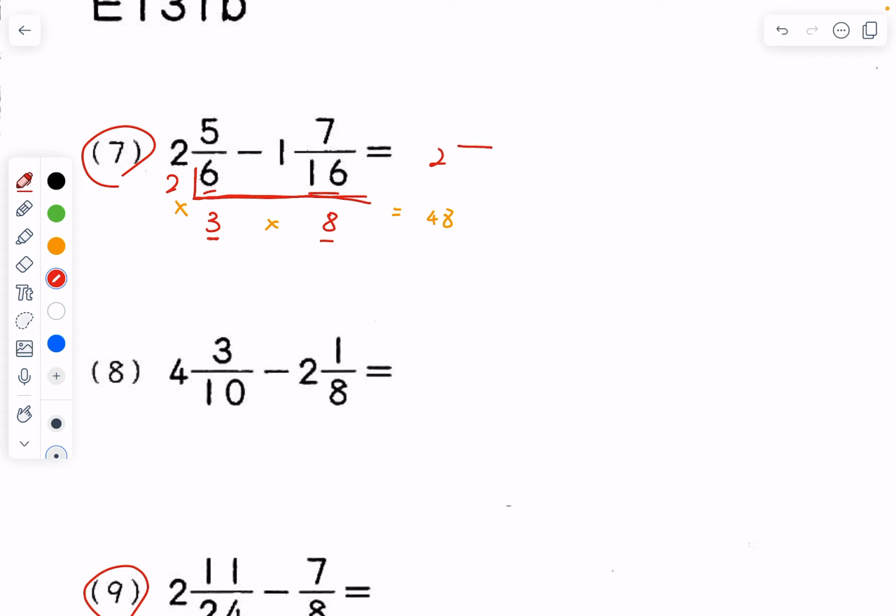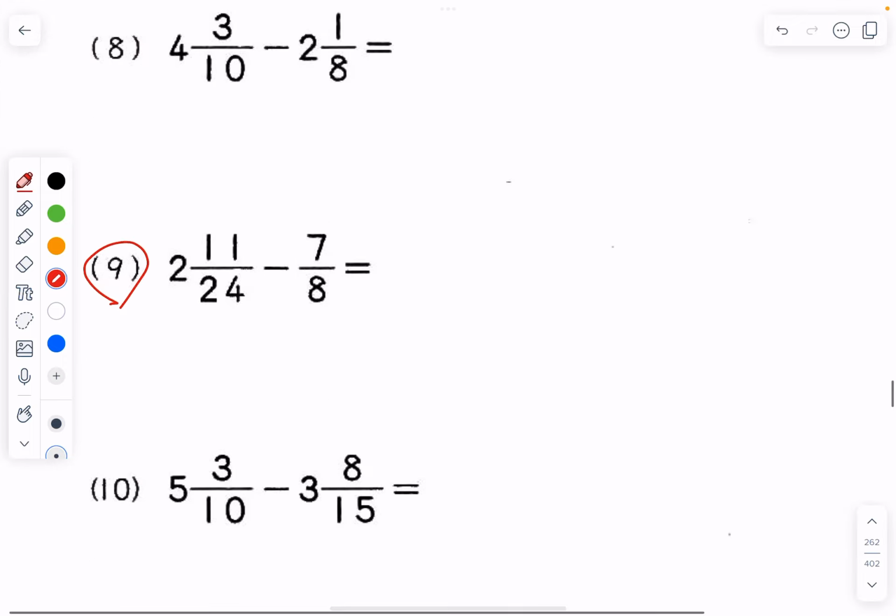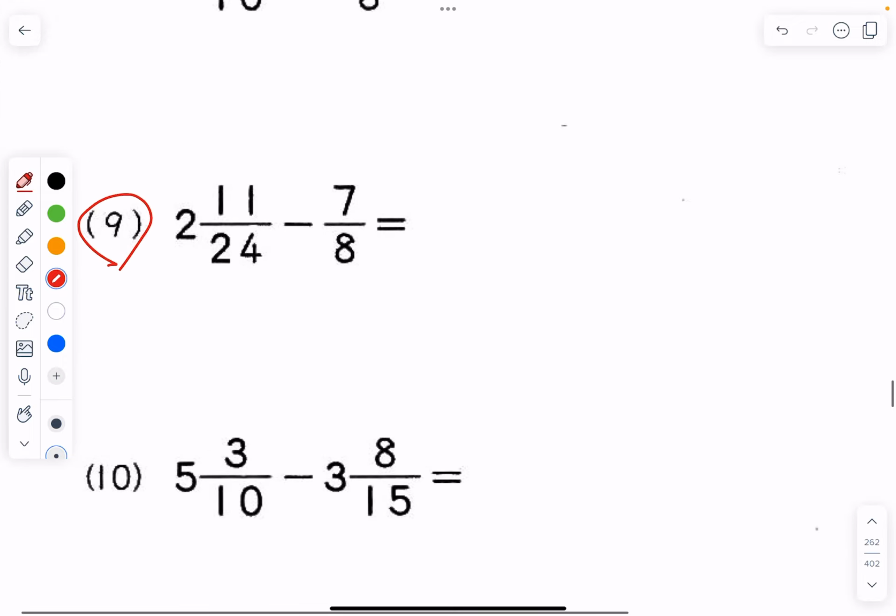So the first number, 2 5 over 6, will become 40 over 48. And then the next number over here will become 21 over 48. Pretty easy. We use 2 minus the 1, we'll get 1 here. And since our numerator of 40 is actually bigger than the 21, we'll get 19 over here. And this will be 1 19 over 48. Next question, let's try number 9.